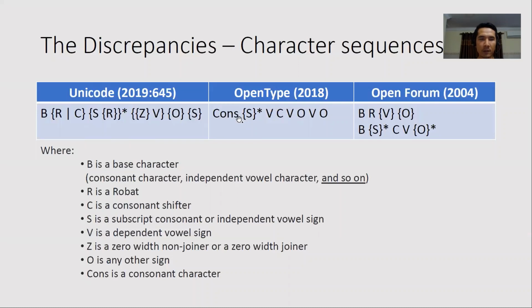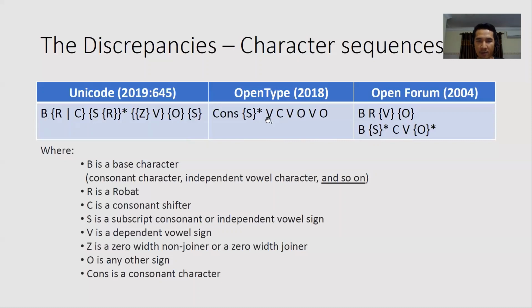Now, this is also an issue, and there is a long discussion about where the consonant shifter should go in comparison to the subscript. In here, the consonant shifter is close to the base and before the subscript, while OpenType and OpenForum suggest that the consonant shifter should be after the subscript. So subscript here, and then we have the consonant shifter right here.